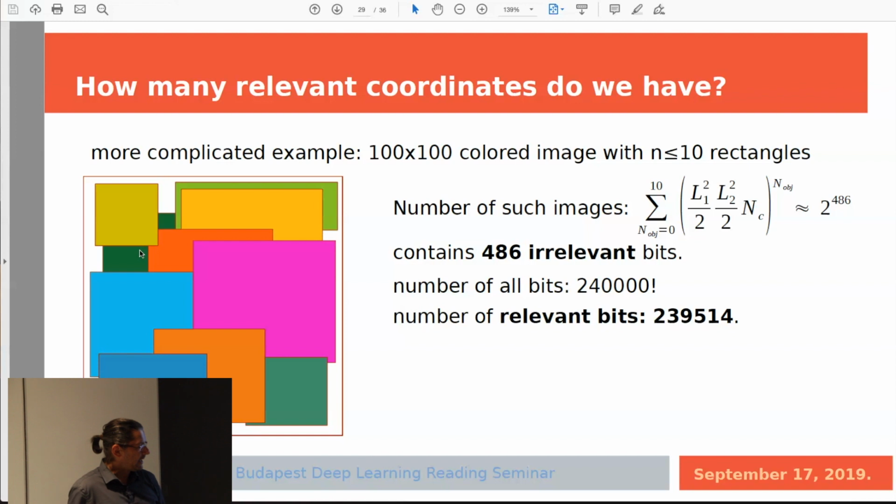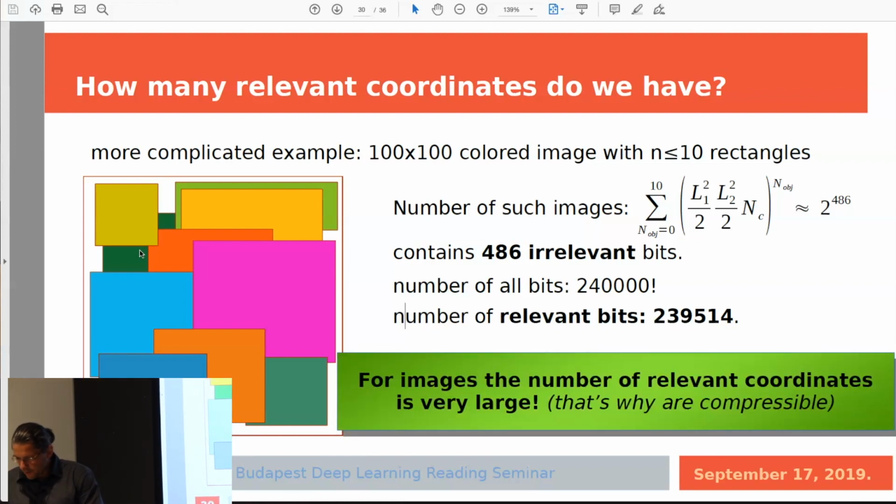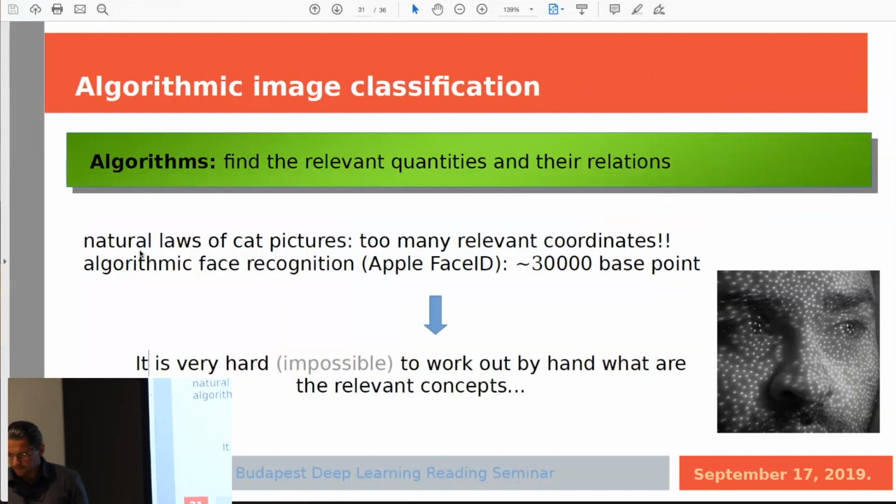Even in a more complicated picture, the same consequence is there. So the point is that for images, the number of relevant coordinates is very large, and that's why they are not compressible, and that's why they are not understandable. That's why we don't know. In this case, we just hand-tailored the relevant coordinates. So in this case we know the relevant coordinates, but usually in cat pictures, we don't know the relevant coordinates. There are too many.